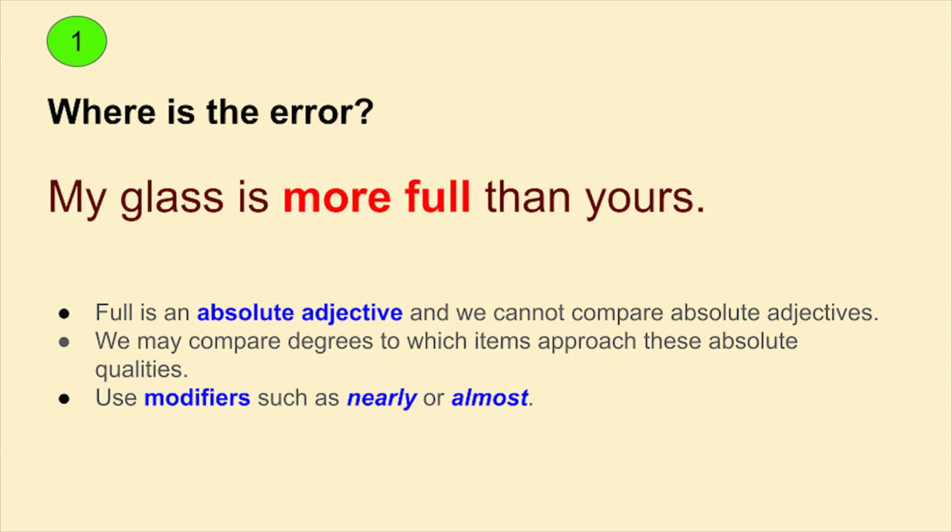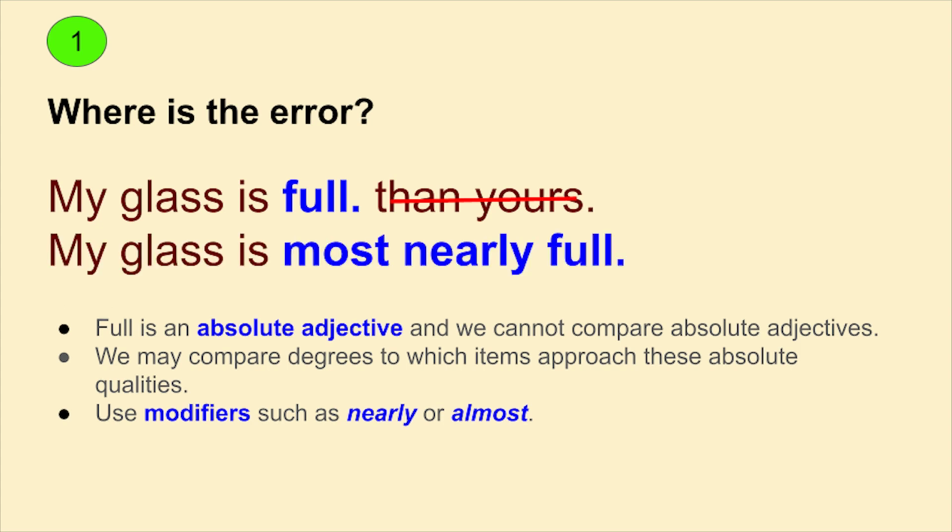So the correct sentence would be, my glass is full, because either it is full or it is empty. Or, my glass is most nearly full. This means it has not reached its absolute state of fullness.